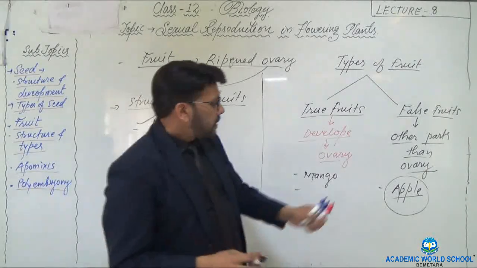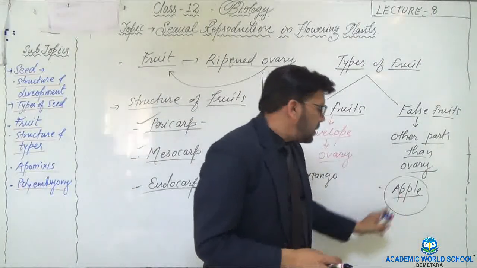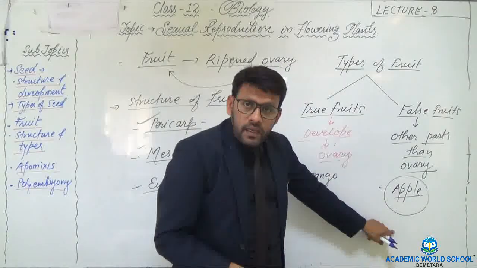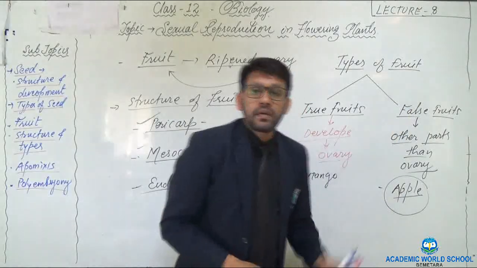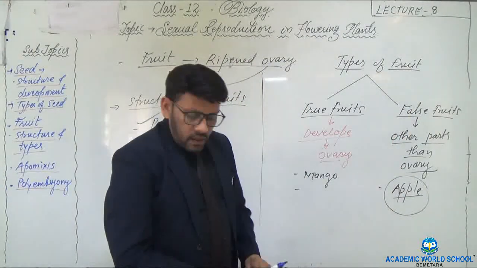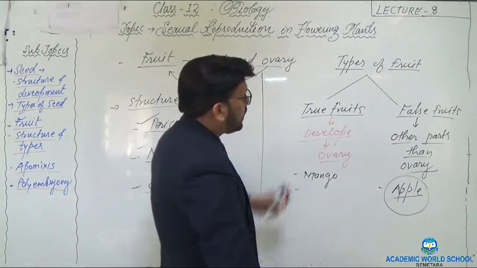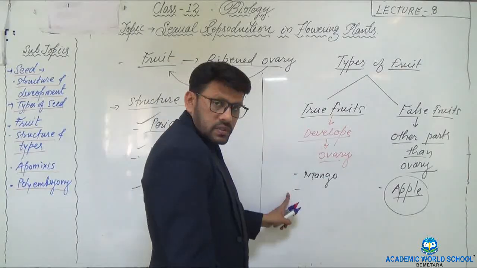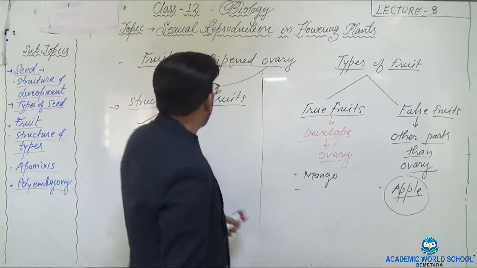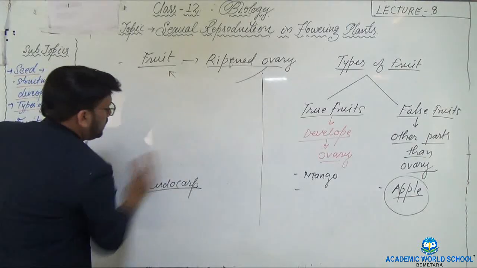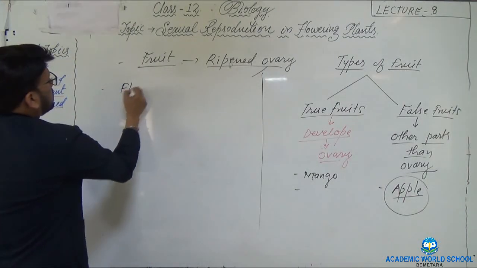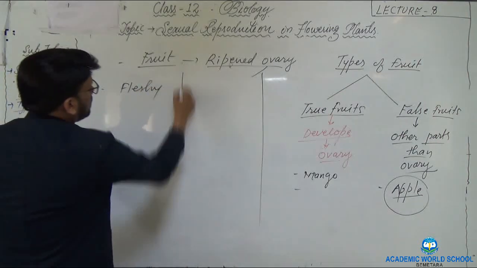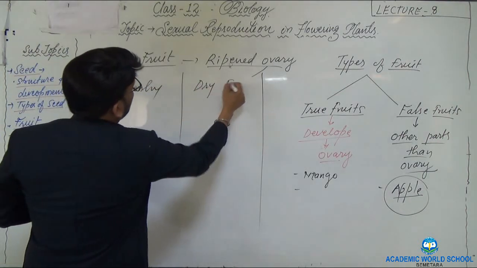Got that? Now, as I told, apple, then there is strawberry. So these are examples of the false fruits. Apart from that, you can also see the fleshy fruit and the dry fruits.